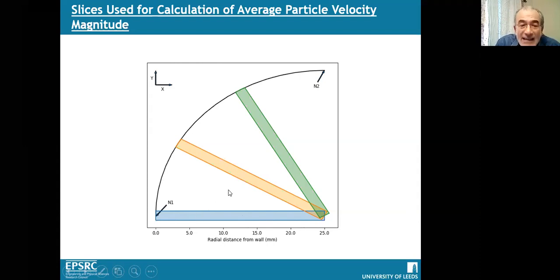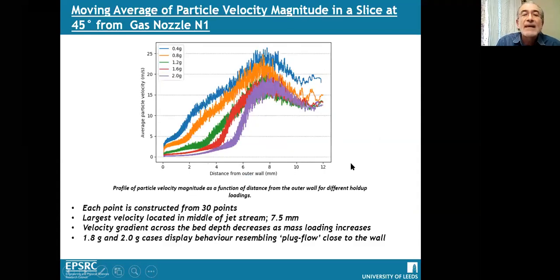However, for the next slide that I'm going to present, I'm not going to consider these slices, but a slice at 45 degrees. So a slice at that position, I'm going to present the particle velocities in that slide. And here it is, as a function of holdup. So what you see immediately is that the velocities, these are meter per second velocities, as a function of distance from the wall, and the maximum is about 12.5, and somewhere around 8 millimeters away from the wall, we have the maximum particle velocity.